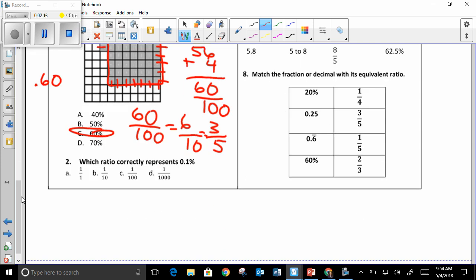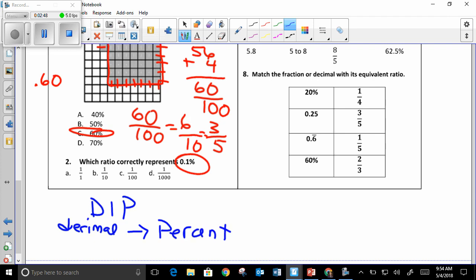All right, looking at number 2, which ratio correctly represents, ooh, a lot of us have trouble with this because it has a decimal and a percent. So, do you look at the decimal or do you look at the percent? Both. You need to look at both. It is a percent. And if you remember this word, if you did not, write this down, DIP. This means decimal to percent, D stands for decimal. Decimal to percent, you're going to take the decimal and move it 2 to the right to be a percent. If it's a percent, you're going to move the decimal 2 to the left to become a decimal.